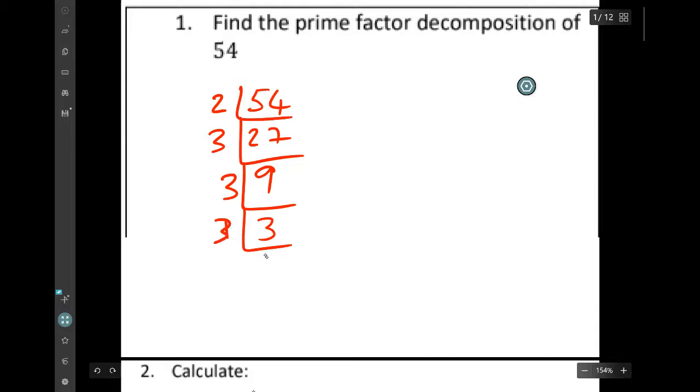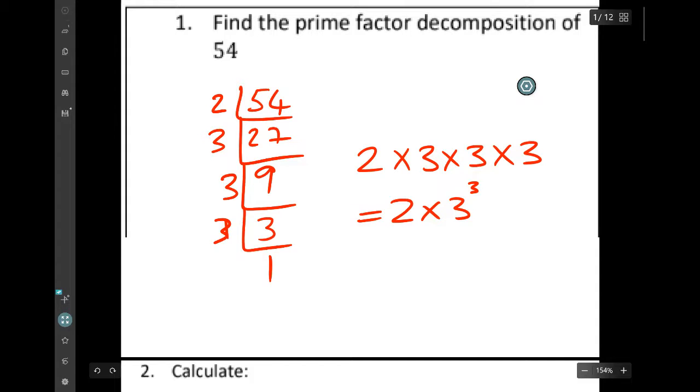Divide by 3, you get 1. And then you can see all of these numbers multiplied together will give you the 54. So it's 2 times 3 times 3 times 3. And we can simplify that into 2 times 3 cubed.